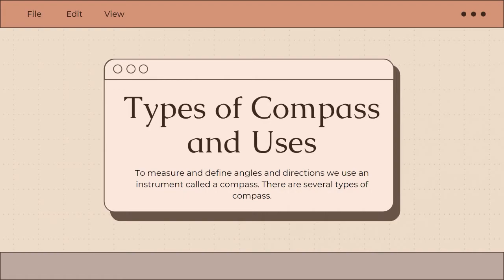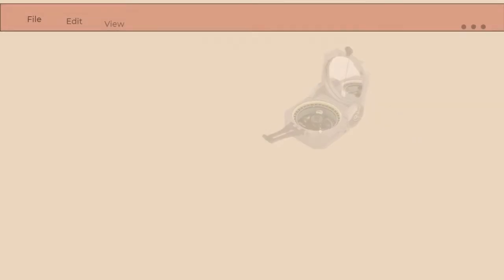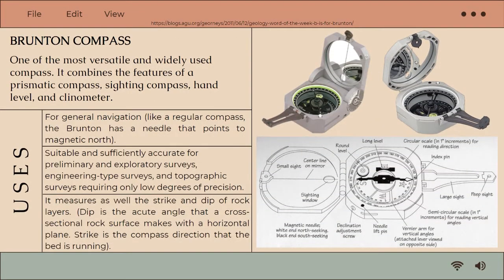To measure and define angles and directions, we use an instrument called a compass. There are several types of compass. The first compass is the Brunton compass. It is one of the most versatile and widely used compasses. It combines the features of a prismatic compass, sighting compass, hand level, and clinometer.